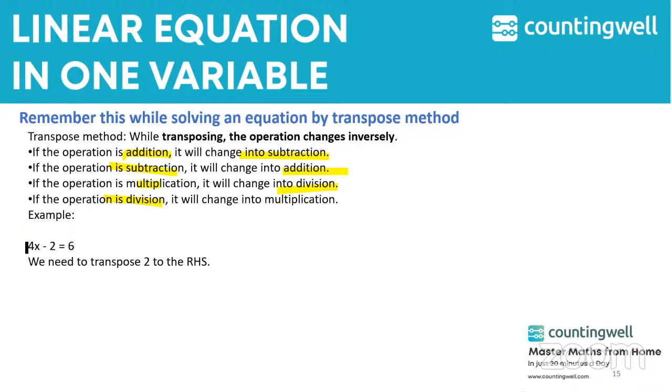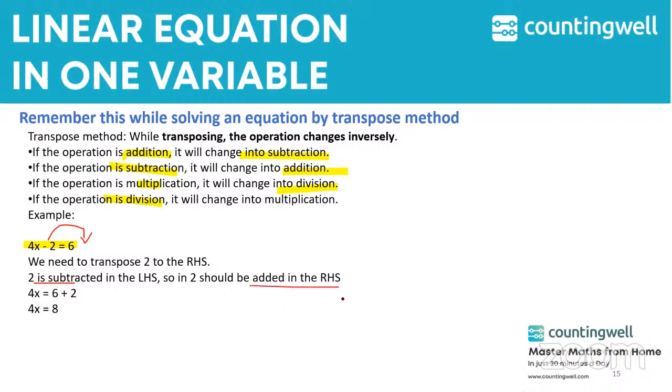So for example, here we have 4x minus 2 equal to 6. Here we need to transpose 2 to the RHS. So here you can see it is minus 2, correct? So on transposing, what will it become? It will become plus 2. As 2 is subtracted, it should be added on RHS. So we have 4x equals 6 plus 2, 4x equals 8.